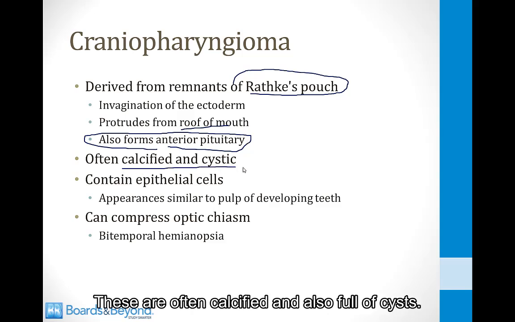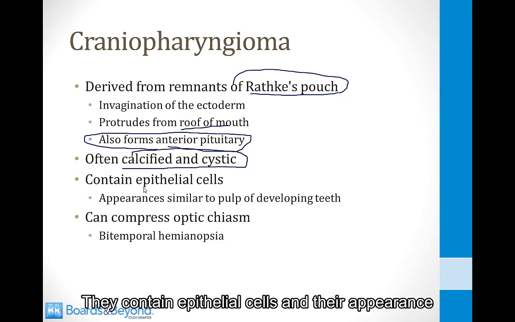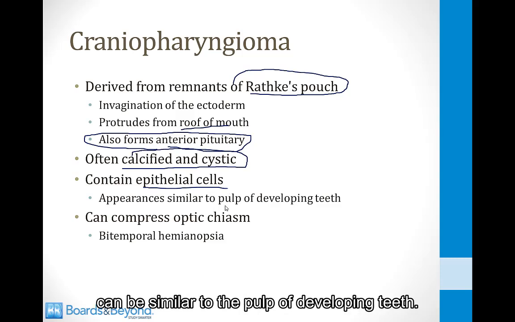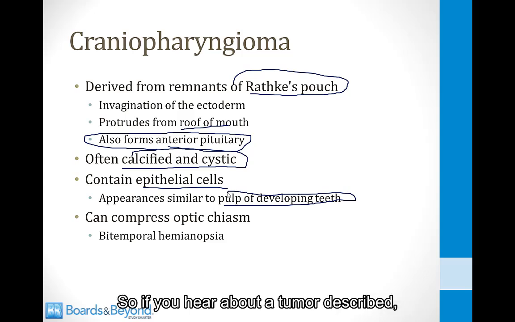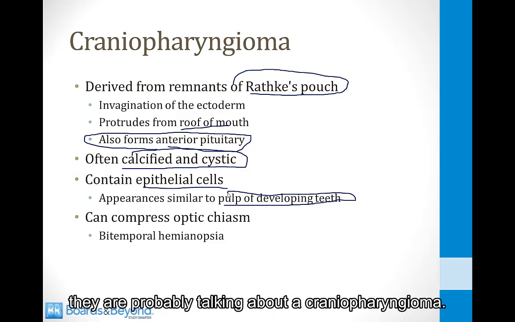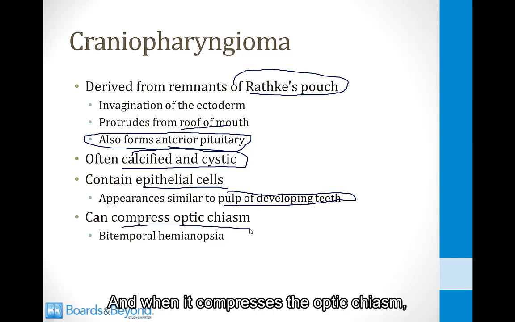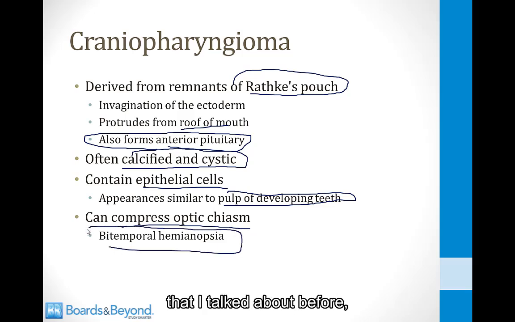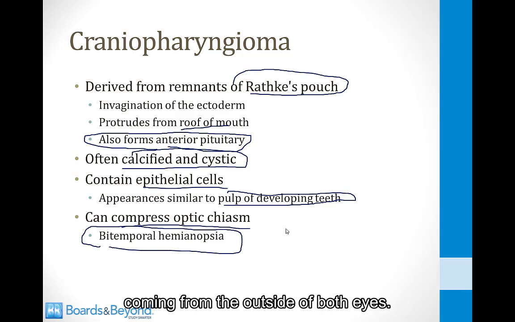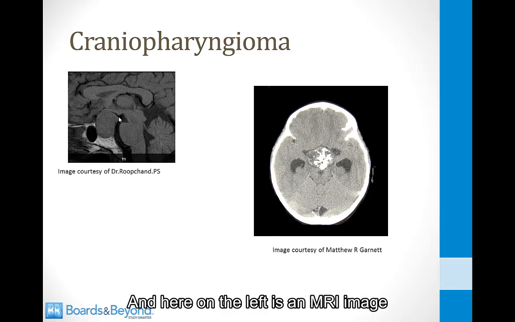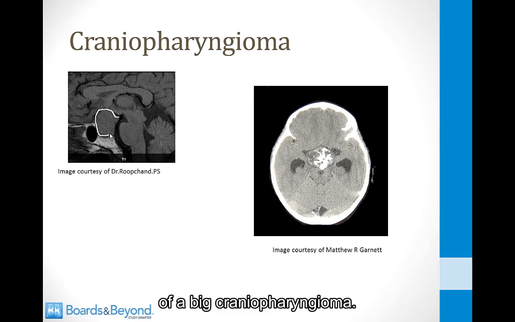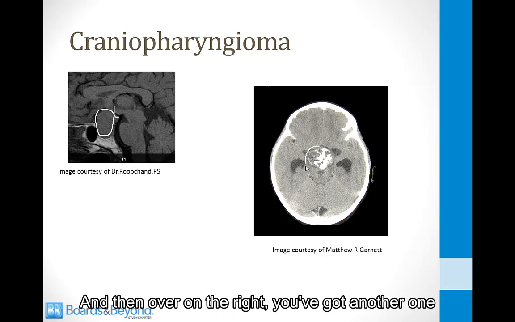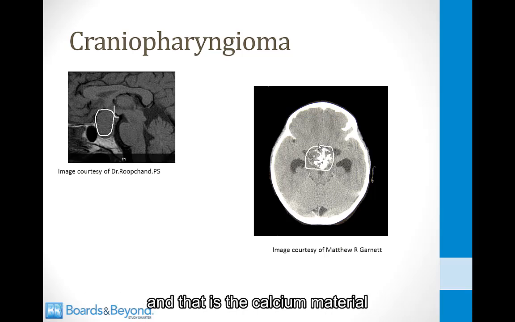These are often calcified and also full of cysts. They contain epithelial cells, and their appearance can be similar to the pulp of developing teeth. So if you hear about a tumor described that has elements in it that look like teeth, they're probably talking about a craniopharyngioma. And when it compresses the optic chiasm, you get that bitemporal hemianopsia that I talked about before, with absence of visual information coming from the outside of both eyes. And here on the left is an MRI image of a big craniopharyngioma, and then over on the right you've got another one in the middle, and you can see that there's a lot of white, and that is the calcium material inside the craniopharyngioma.